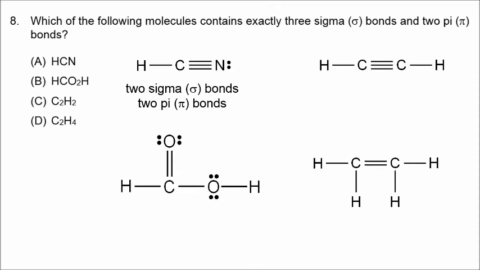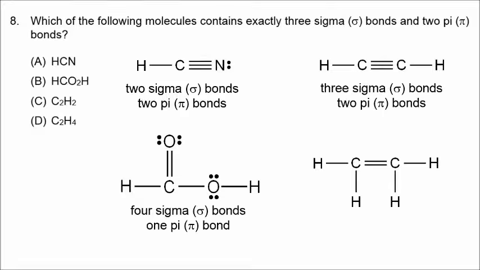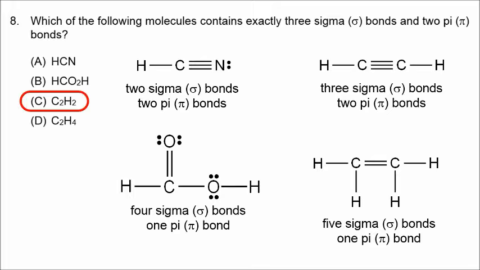Our first example would be 2 sigma bonds and 2 pi bonds. HCO2H, which is called methanoic acid, 4 sigma and 1 pi. Our next example is acetylene, 3 sigma bonds and 2 pi bonds. And then finally ethylene or ethene, 5 sigma bonds and 1 pi bond. So the correct answer for number 8 is C because of the dot structure and the bonds.